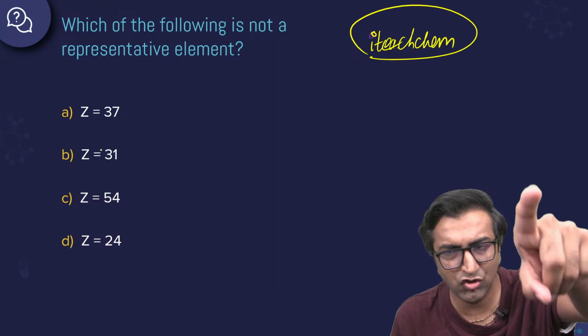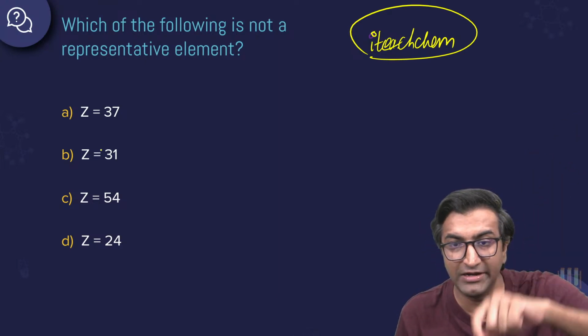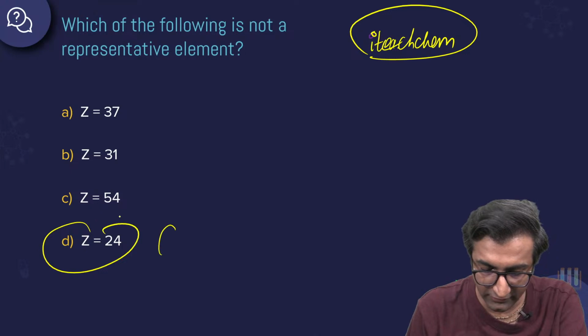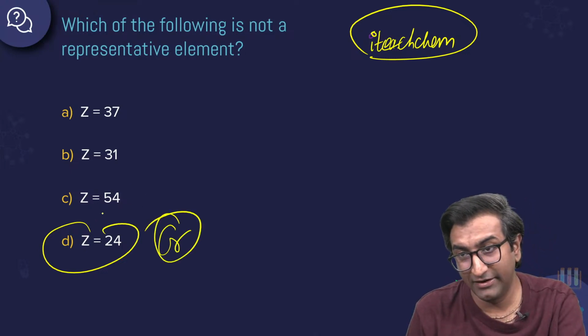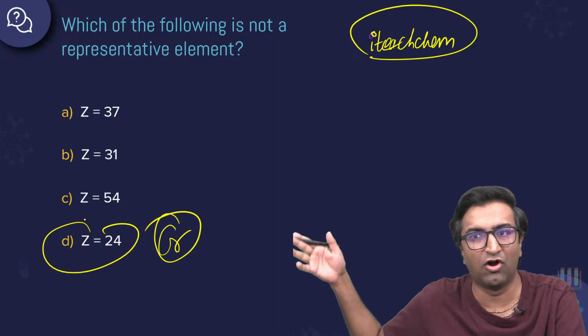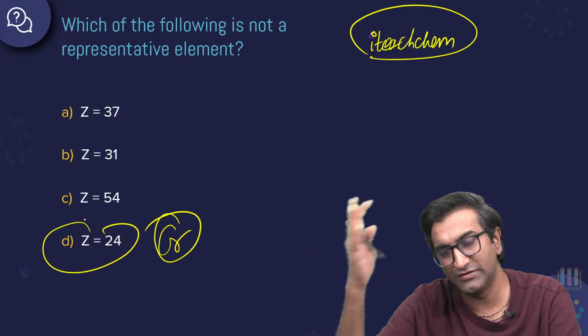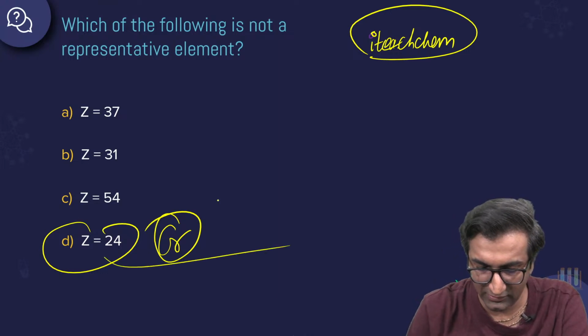Hey, I think C should be a representative element. Well, I like what Weber is saying. I think it should be D as well. This is chromium. I know this because I've mugged it up. Well, not because I've mugged it up, but because I've done so many questions. I know 24 is argon 3d6, but it's not. It's 3d5 4s1. It is not 3d4 4s2. It's 3d5 4s1. This is the odd thing out.